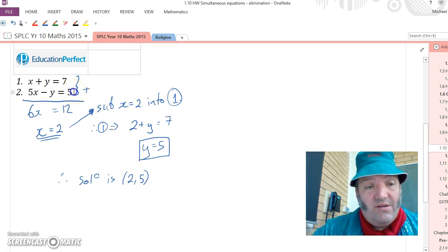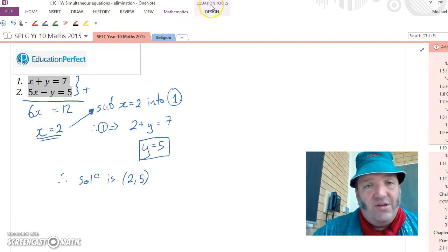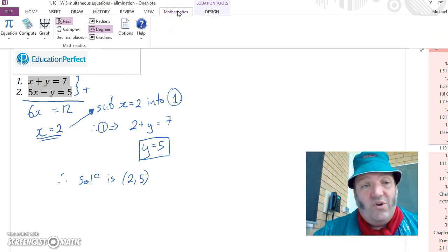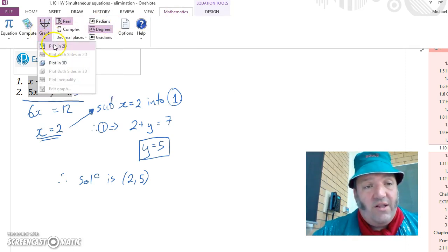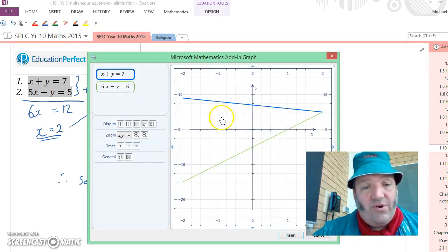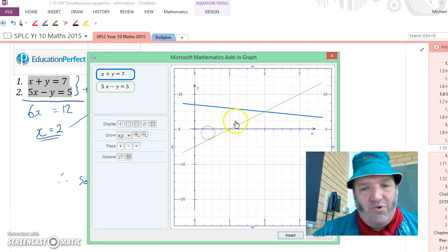Now, I wanted to show you something else that you may or may not have seen. These two equations, I put them in using insert equation and the equation tool. The reason I did that is there is a mathematics add-in for OneNote, also works in Word and all the other Microsoft Office programs. If I highlight those equations and click graph, it's going to plot them in two dimensions for me. Let's have a look and see where the point of intersection is. The x-coordinate, you can see it's got the scale at the top and the bottom, is 2. The y-coordinate, halfway between 0 and 10, is 5. Nailed it.